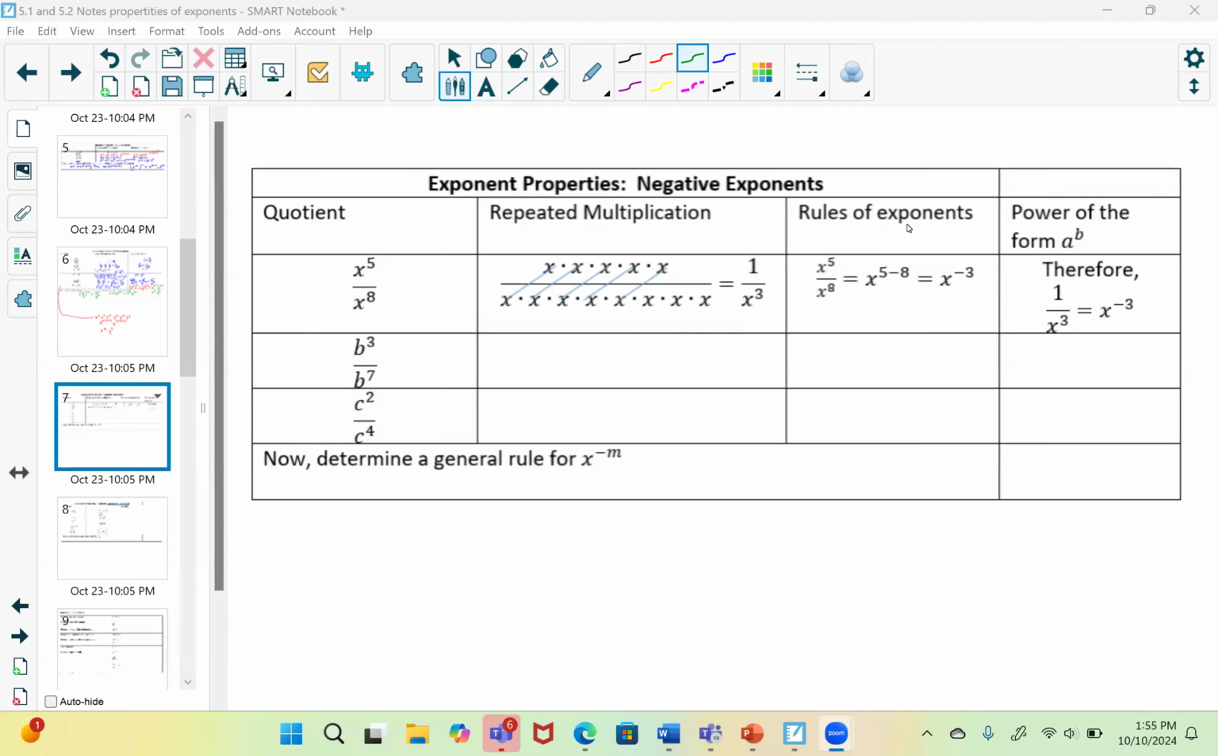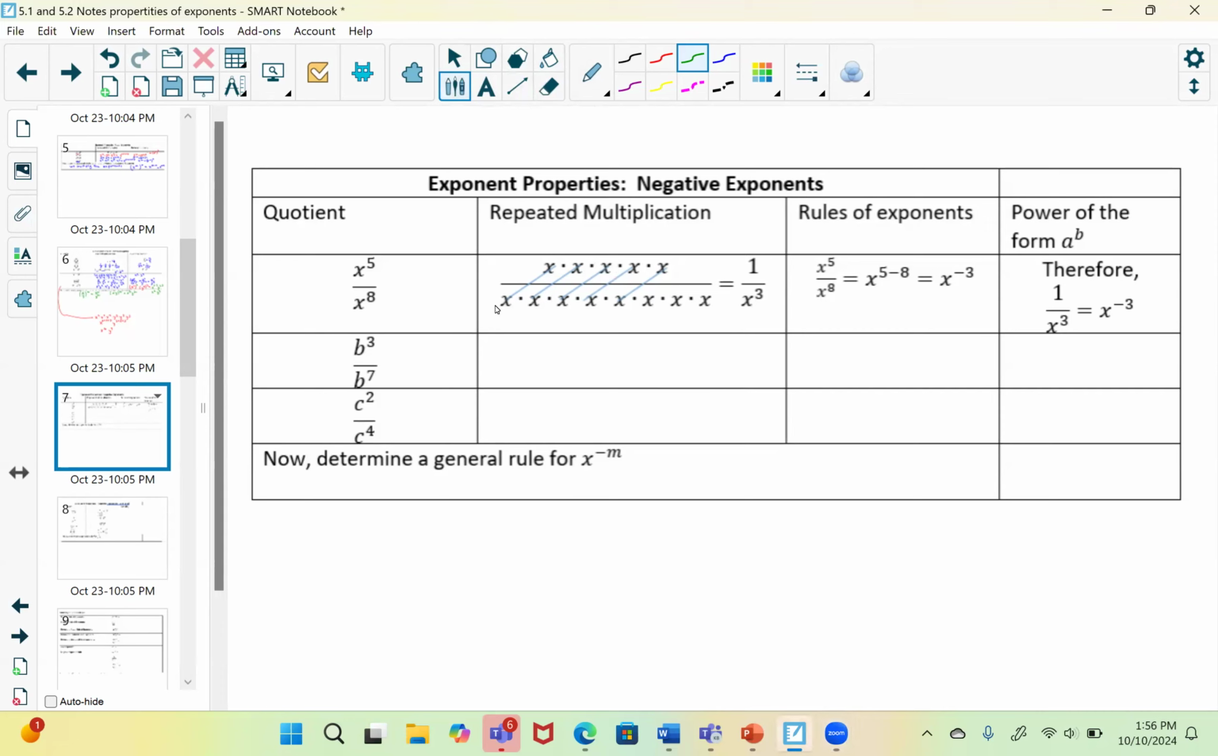Alright, so we're gonna look at how negative exponents work. And to do this, we're gonna simplify and show two equivalent or equal forms of things, and then help you see the relationship to how negative exponents work.